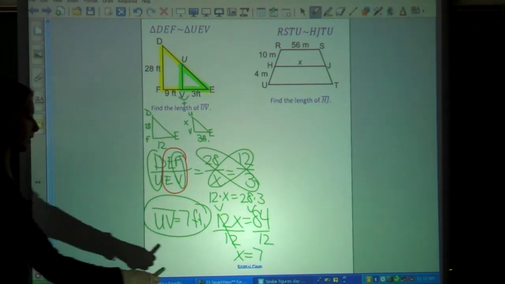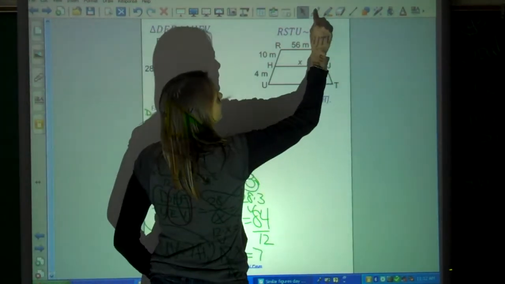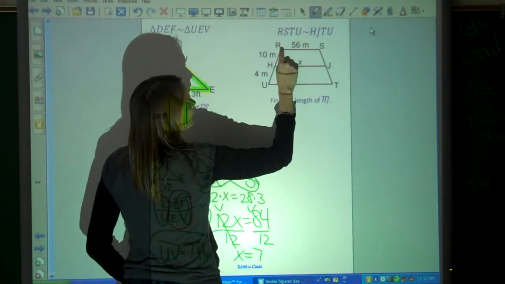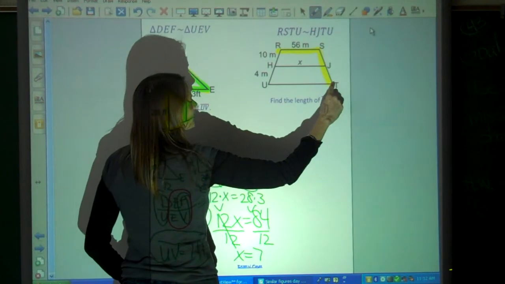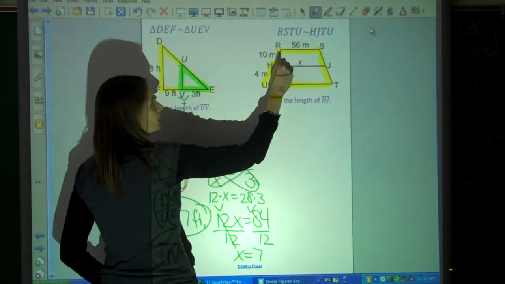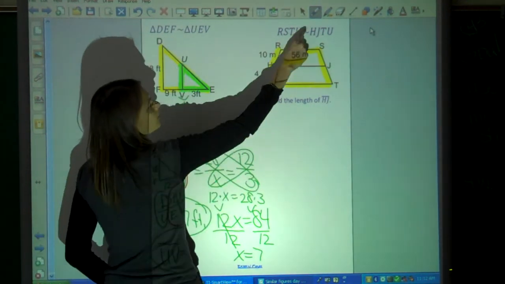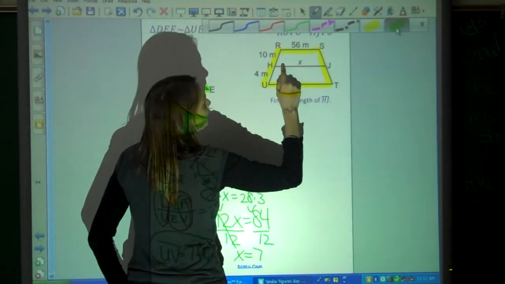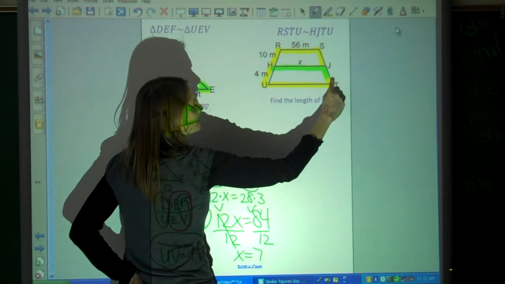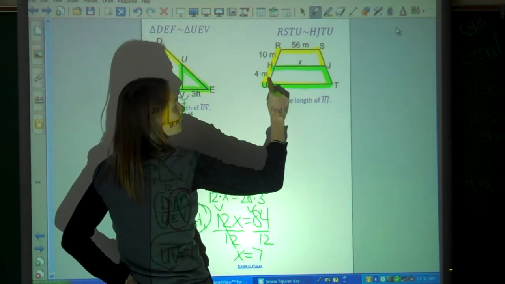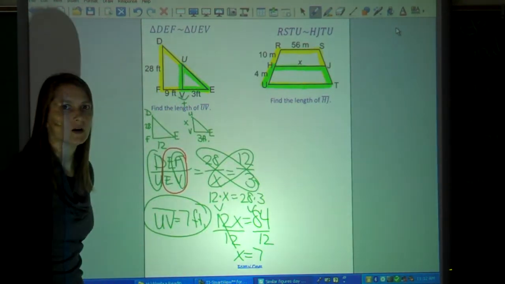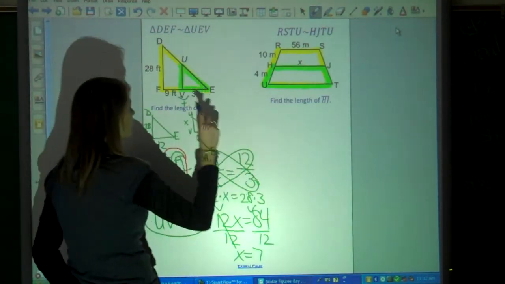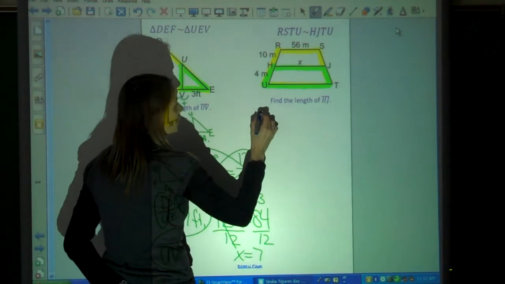Now for my second shape, they tell me that RSTU, trapezoid, is similar to HJTU. So I'm going to trace over top of that one. So I have a bigger trapezoid and a smaller trapezoid. I'm going to do the same thing as I did over here. I'm going to draw those trapezoids.